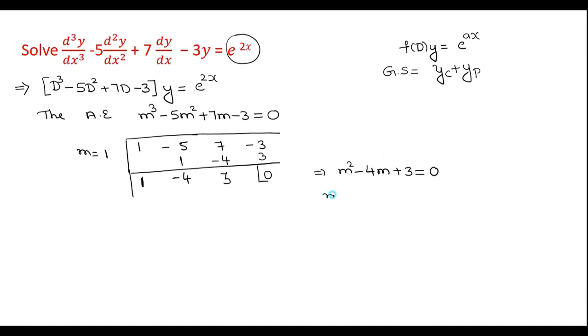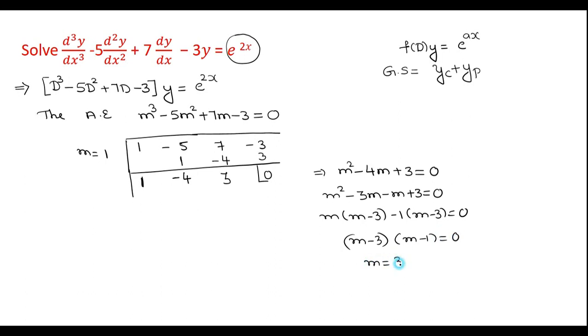Do the factorization. It is m square. 3 into 1 is 3. 3 plus 1 is 4. So it is minus m plus 3 is equal to 0. So m minus 3, here minus 1 is common, m minus 3 equal to 0. So m minus 3, m minus 1 equal to 0. So m is 3 and 1. So the roots of this equation are 1, 1 and 3. Note that 1 and 1 are the repeated roots.